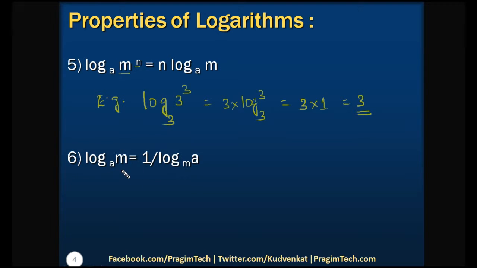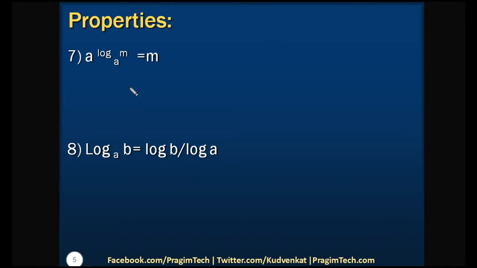Log m to the base a, we can also represent it as 1 by log a to the base m. That is, when we represent in the reciprocal form, we are exchanging number and base. Let's take one example. Logarithm of 10 to the base 3. This we can also represent it as 1 divided by logarithm of 3 to the base 10. Let us look into the seventh property.